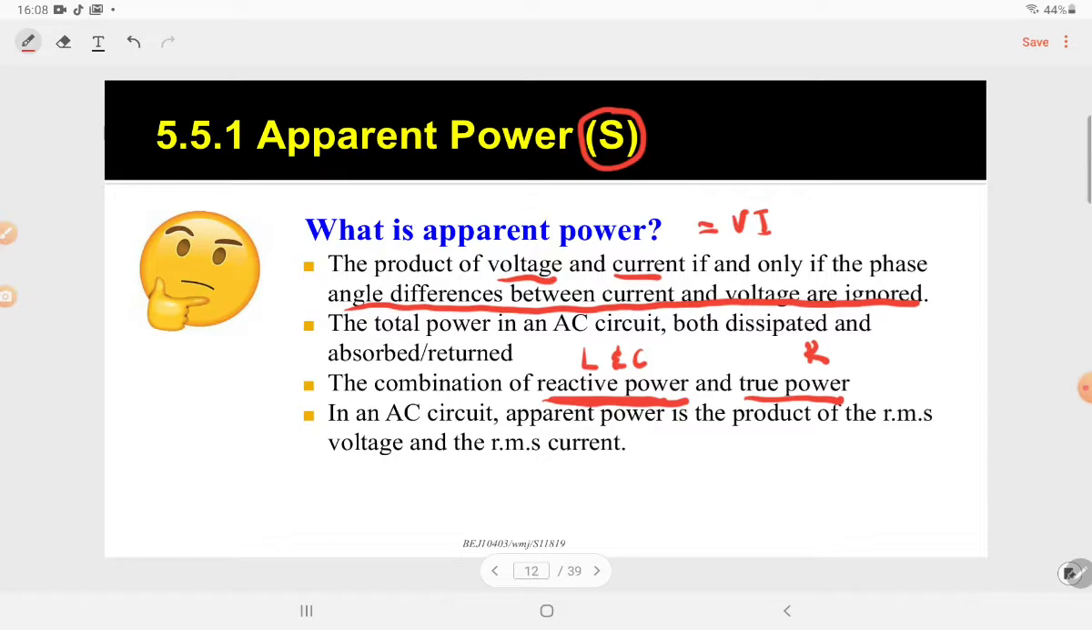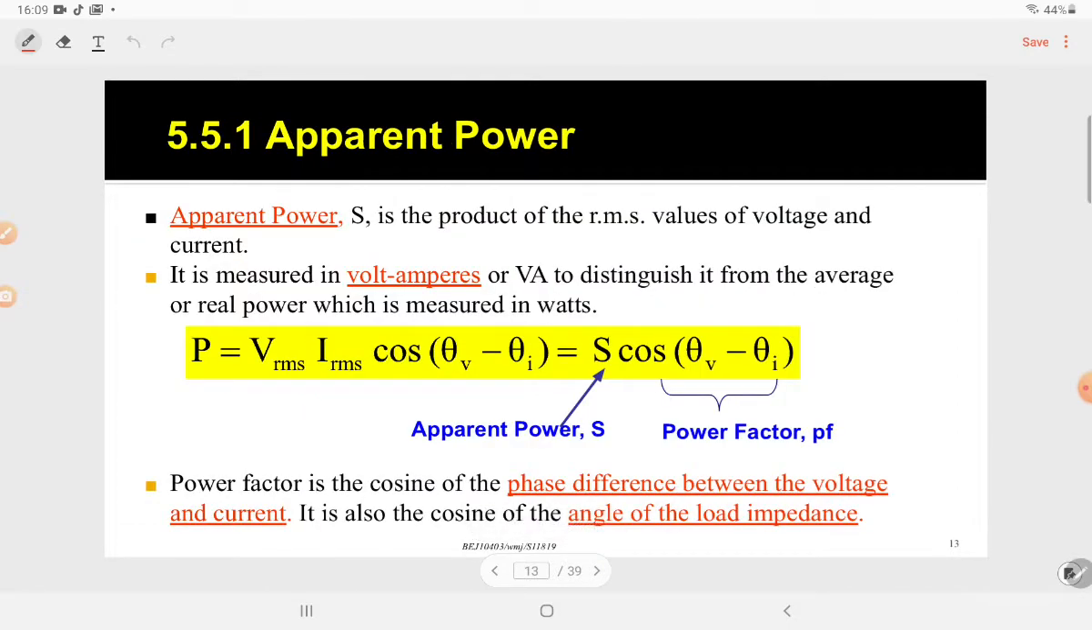In an AC circuit, apparent power is the product of the RMS voltage and the RMS current. So S is equal to V RMS times I RMS. Apparent power is a power, but ignoring the phase angle difference between the current and the voltage. Another definition: apparent power S is the product of the RMS value of voltage and current.